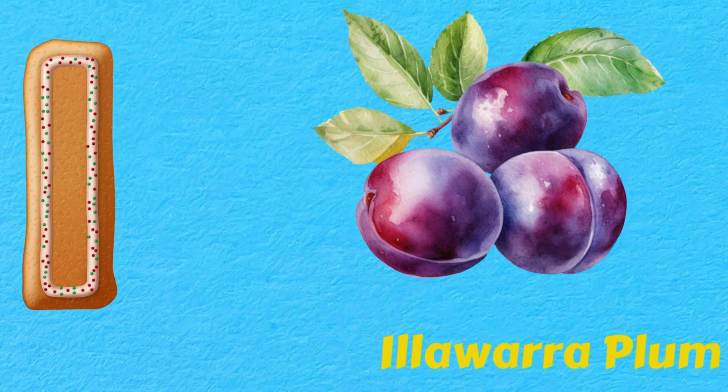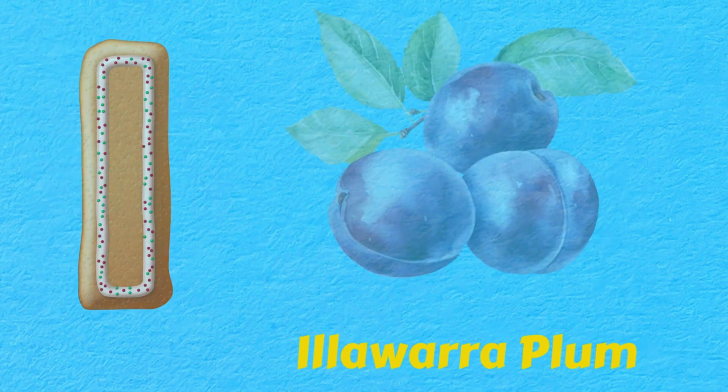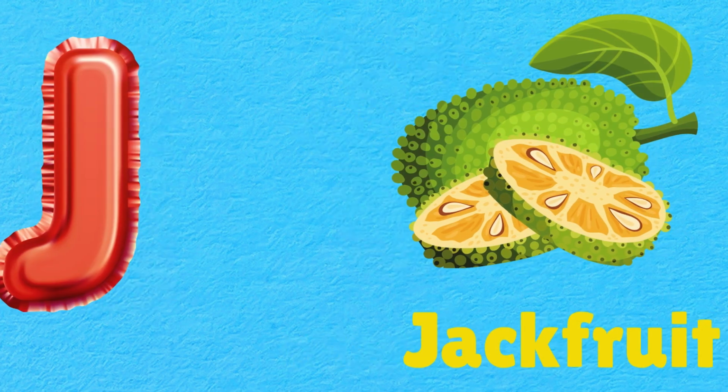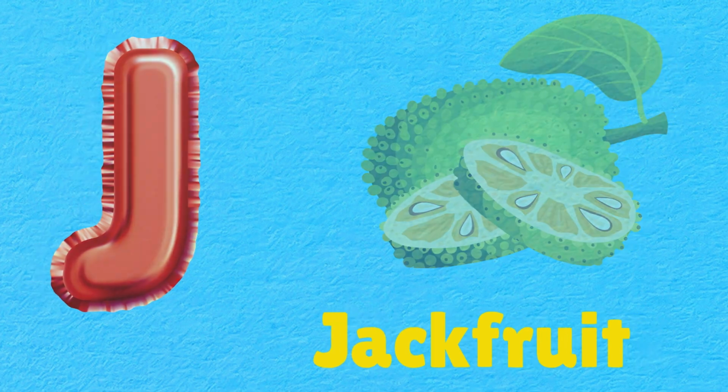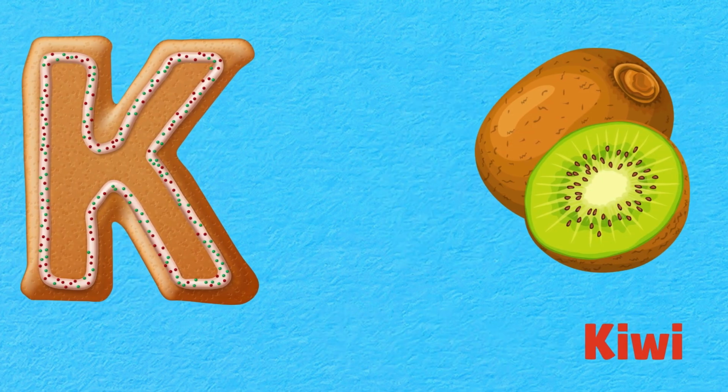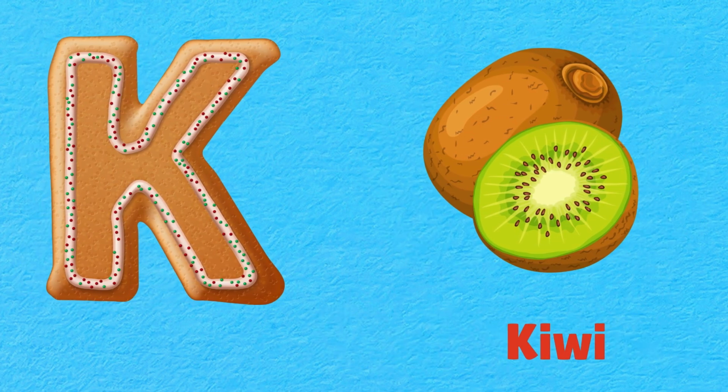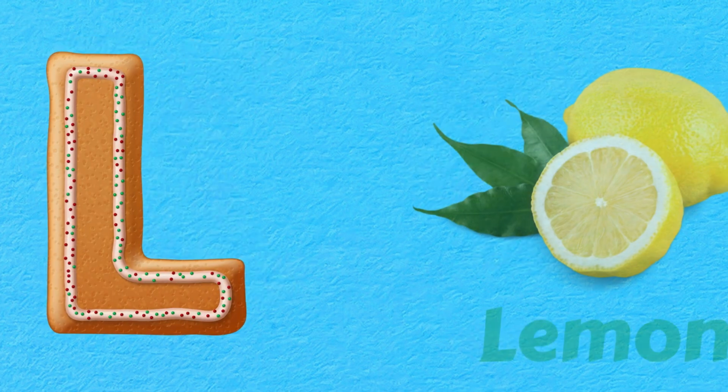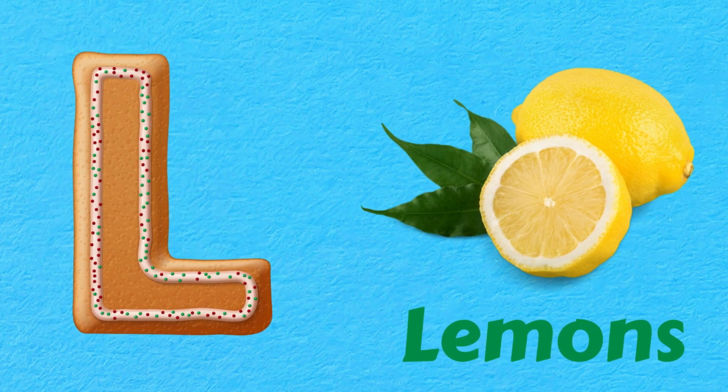I is for Illawarra plum. J is for jackfruit. K is for kiwi. L is for lemons.